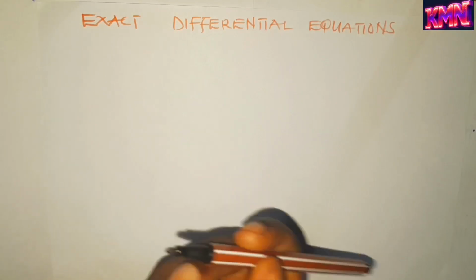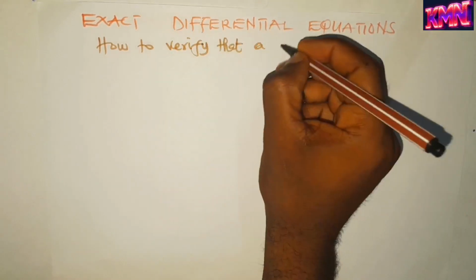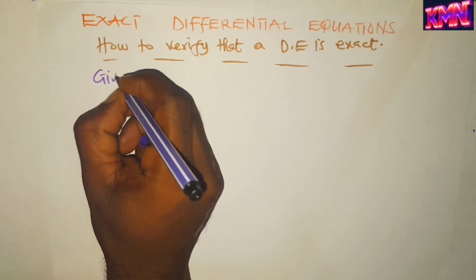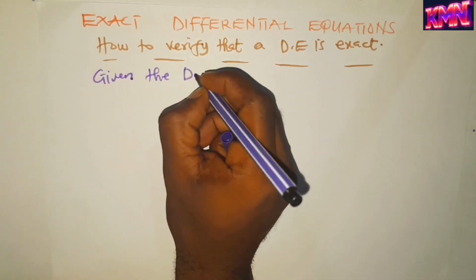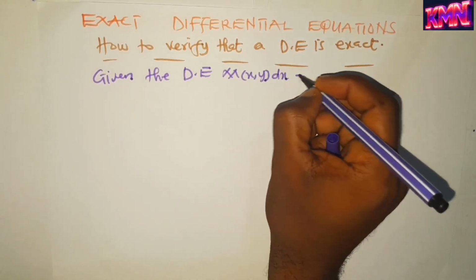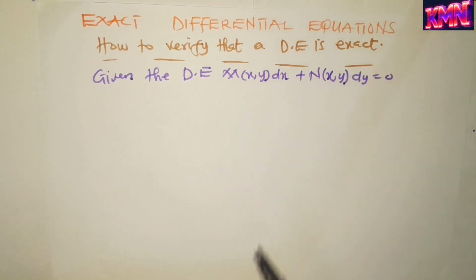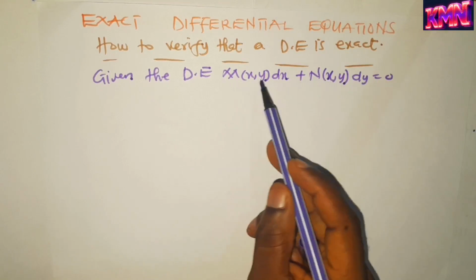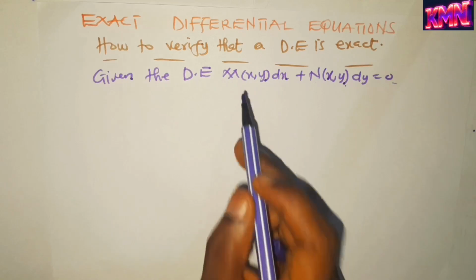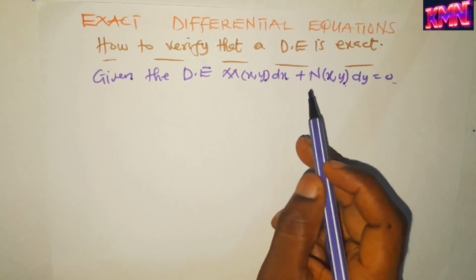Now the next thing that we are looking at is, given a differential equation of the form m at xy dx plus n at xy dy equals 0, how can we verify whether that particular differential equation is indeed exact or not?